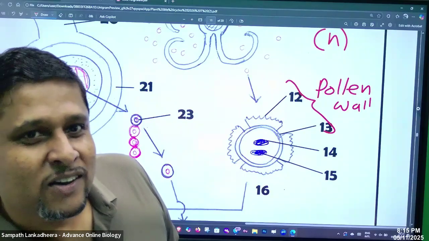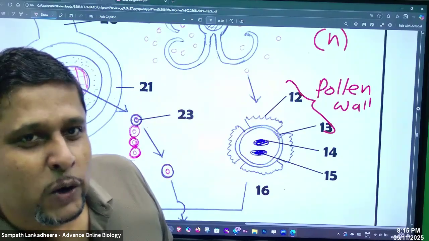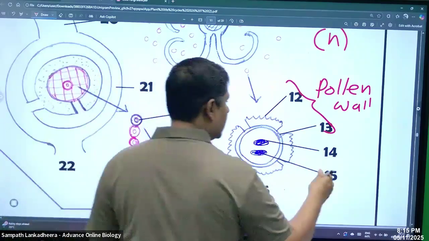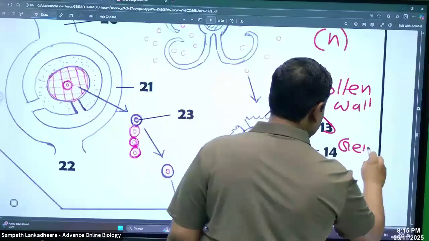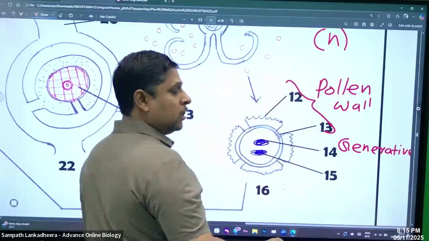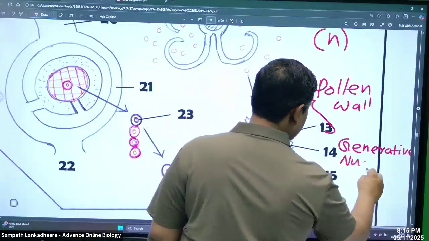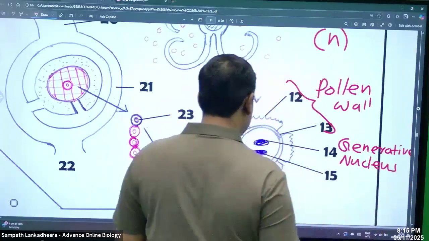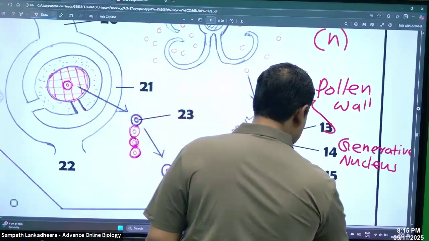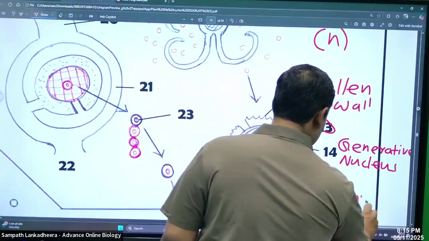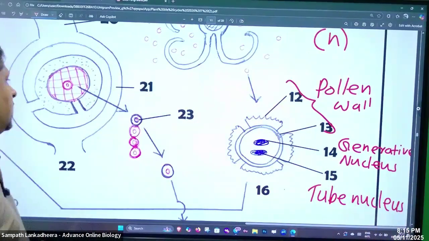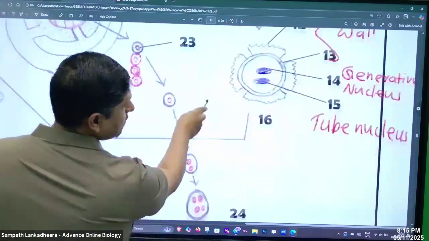Generative nucleus. Okay, polar nuclei. No. Which one? This is the generative nucleus. What is the other one called, people? The other one is called the tube nucleus. Generative nucleus and the tube nucleus.